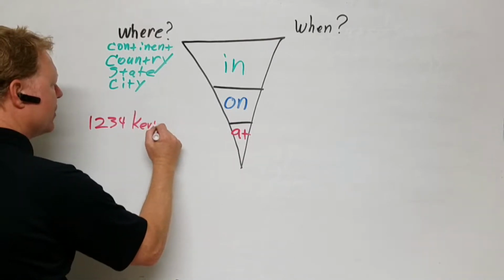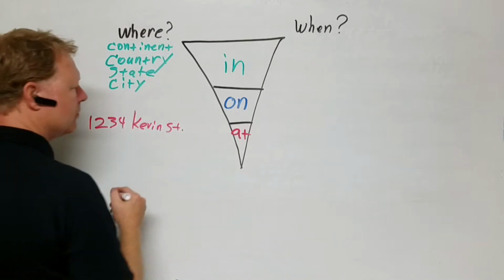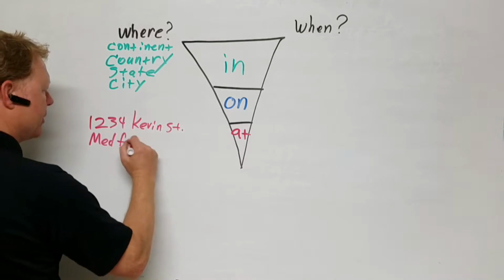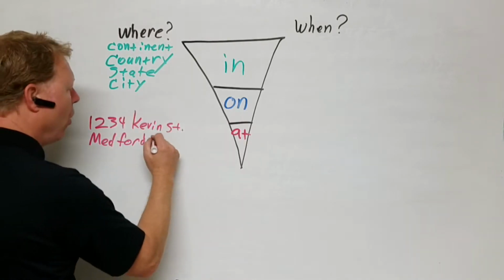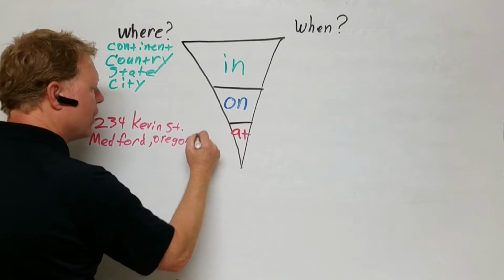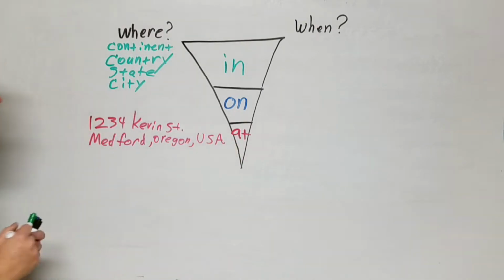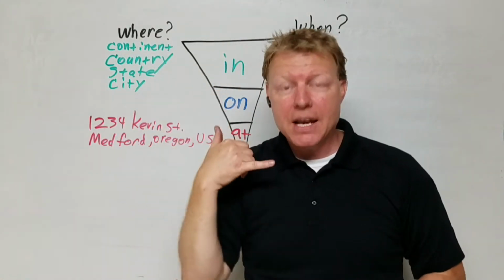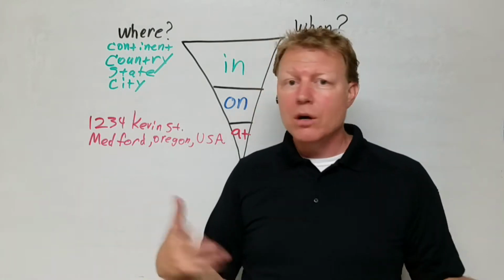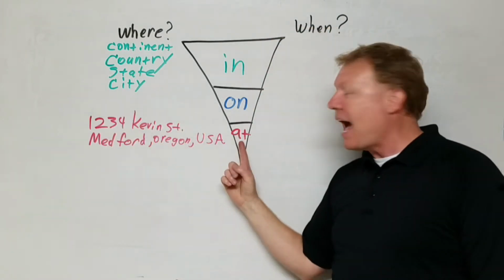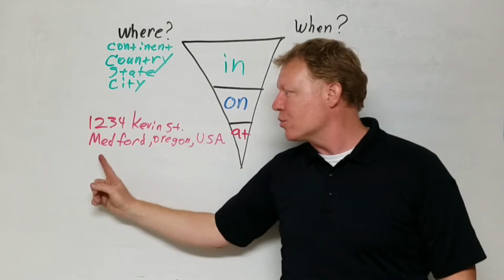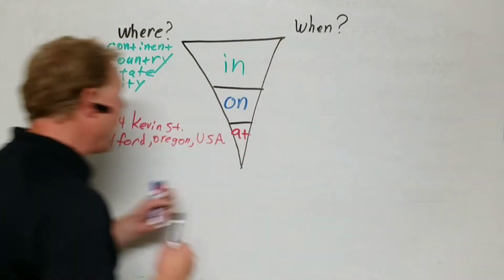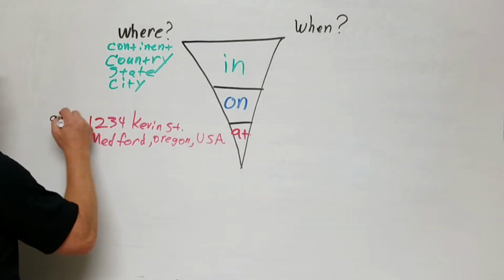1234 Kevin Street, Medford, that's the city I live in, Oregon, USA. Okay? So I want to say at for a place that's very specific. Now, the pizza man has to know where to bring the pizza. I don't know. So I have to tell him, I live at 1234 Kevin Street, Medford, Oregon, USA. That's called an address.